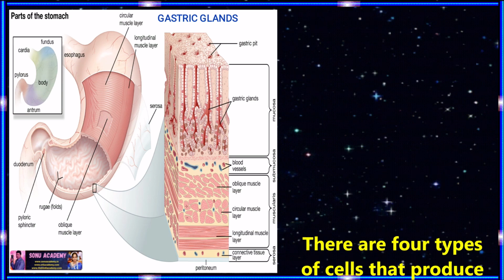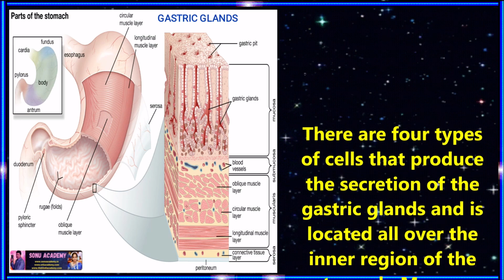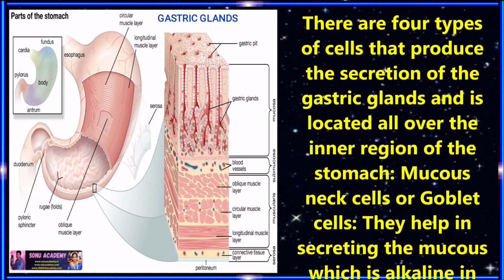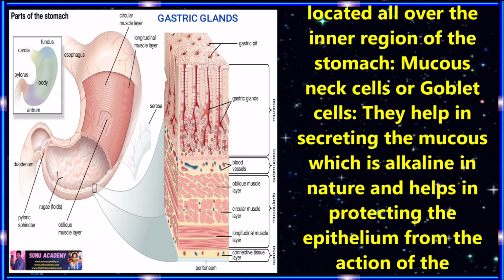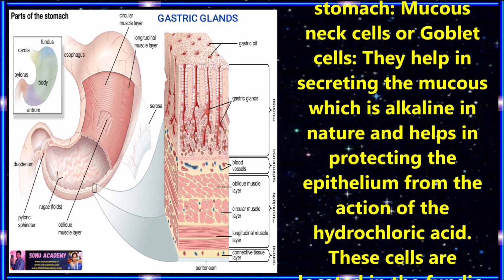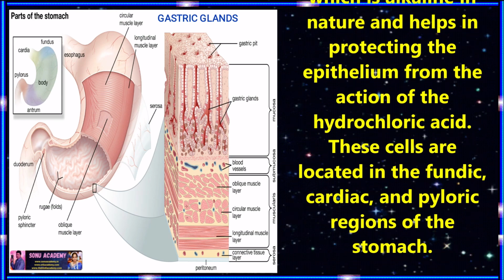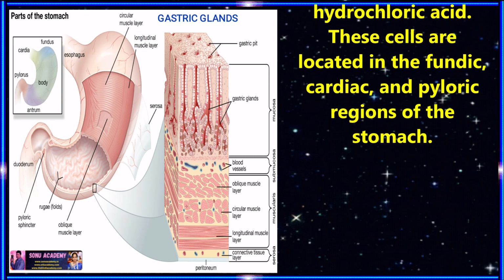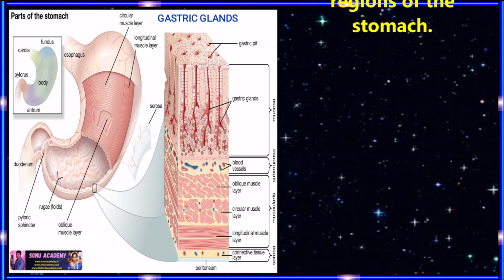There are 4 types of cells that produce the secretion of gastric glands and are located all over the inner region of the stomach. The first are called mucous neck cells or goblet cells. They help in secreting the mucus, which is alkaline in nature and helps in protecting the epithelium from the action of hydrochloric acid. These cells are located in the fundic, cardiac and pyloric regions of the stomach.